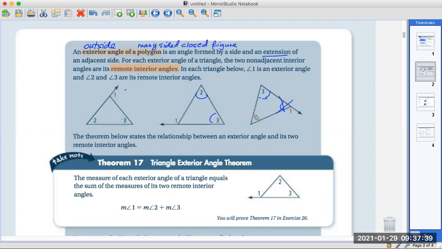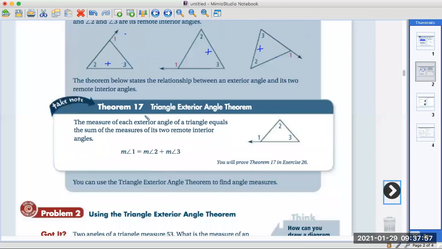So the theorem says that the exterior angle is the sum of the two remote interior angles. The sum means if you add this angle and this angle, it equals that angle. So let's look at the way they write it. Triangle exterior angle theorem: the measure of each exterior angle is the sum of the measures of its two remote interior angles. So the measure of angle 1, the exterior angle, is equal to the measure of angle 2 plus the measure of angle 3.